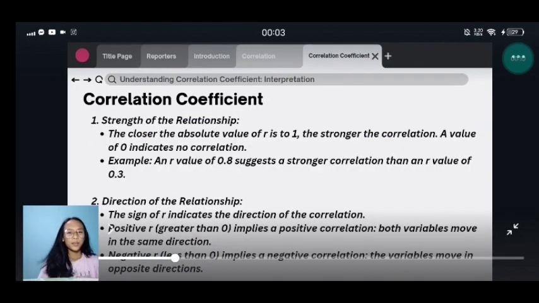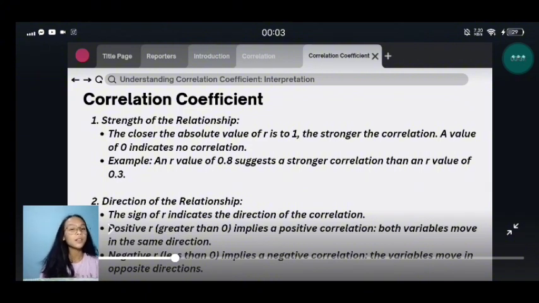So the next topic is the correlation coefficient. Number 1, the strength of the correlation. The closer the absolute value of R is to +1, the stronger the correlation, because of course it's positive. A value of 0 indicates no correlation. Example, an R value of 0.8 suggests a stronger correlation than an R value of 0.3.